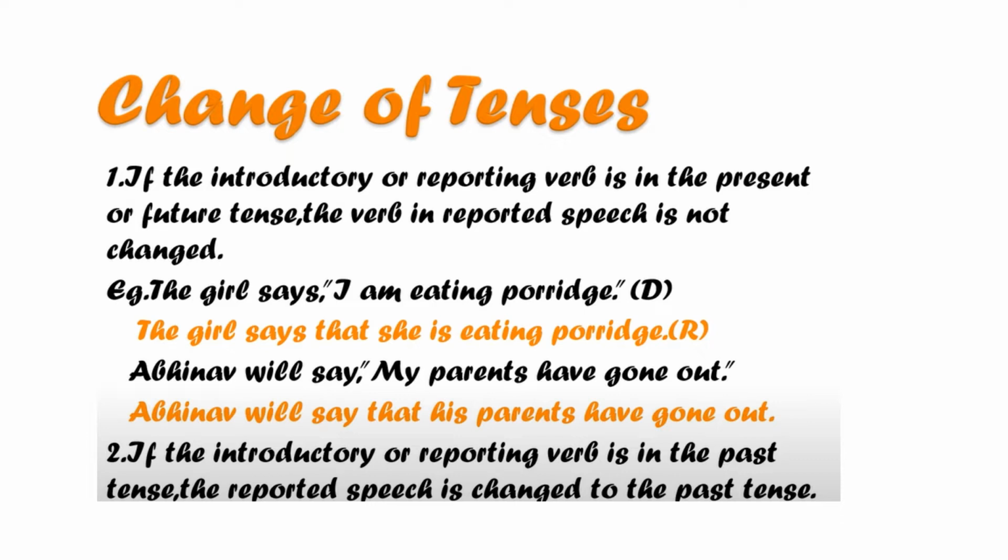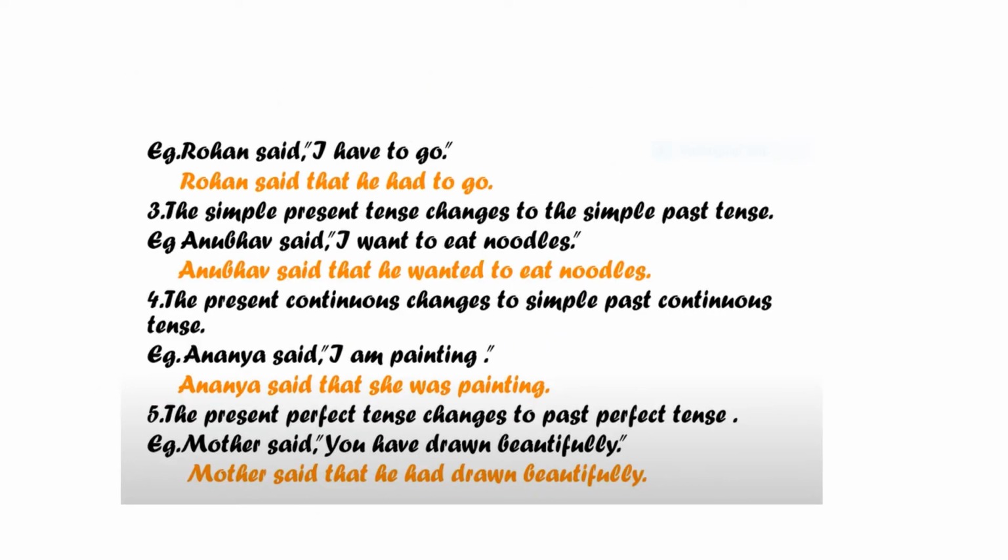Number 2. If the introductory or the reporting verb is in the past tense, the reported speech is changed to the past tense. For example, Rohan said, "I have to go." Here the reporting verb "said" is in past tense. So the sentence transformation will be: Rohan said that he had to go. Here we see that "have" becomes "had." All the words that are in present tense are transformed into past tense.